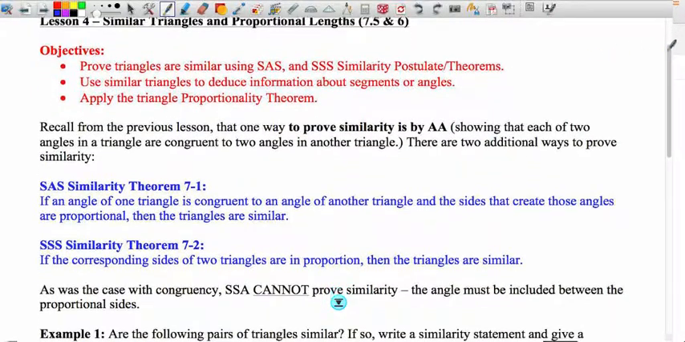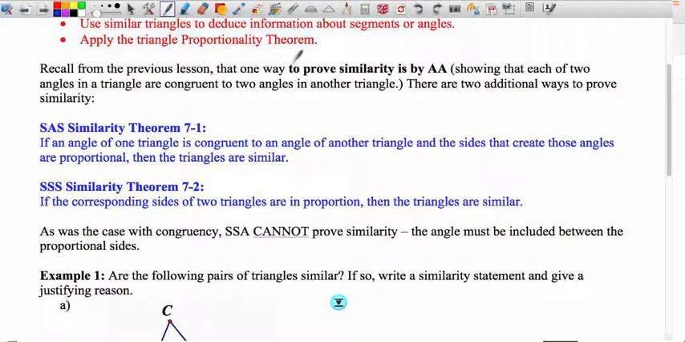Okay, so what we did in a previous lesson is we established that we could show similarity between two triangles using the AA postulate, angle-angle. Of course, we know this combined with the theorem that says if two angles of one triangle are congruent to two angles in another, the third is congruent. That guarantees us the same shape, and that gives us similarity.